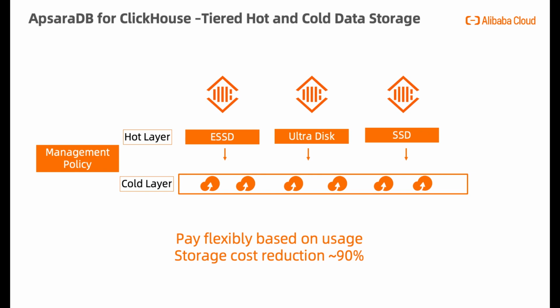By default, ApsaraDB for ClickHouse stores newly written data as hot data to enable efficient queries. When the amount of stored hot data reaches the storage threshold, earlier written data is automatically stored as cold data to free up storage space for newly written hot data. Tiering hot-cold data follows the pay-as-you-go billing method. It could effectively reduce storage cost by about 90%.